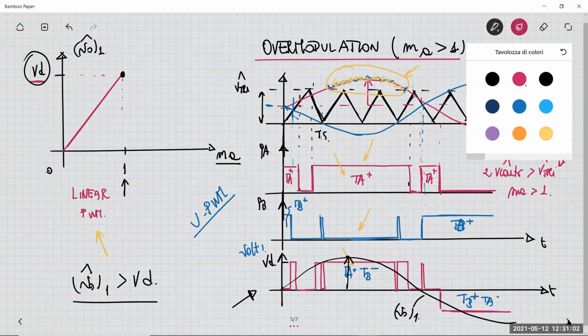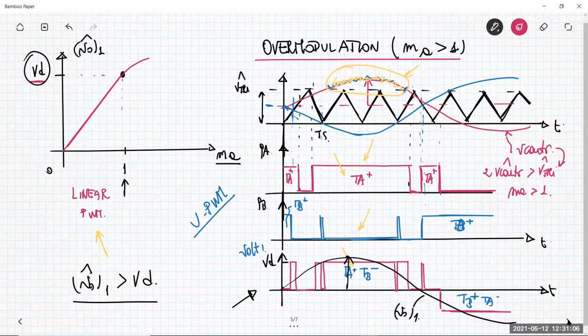So if you want to consider the overmodulation in the same plot, I can see that you have something like this. So you are increasing the peak value of the output component. But the variation of the peak value you can get at the output at frequency f1 is no more a linear function with respect to the MA. As you can see here, the variation is not linear, like in the linear, or so-called sinusoidal, pulse width modulator.